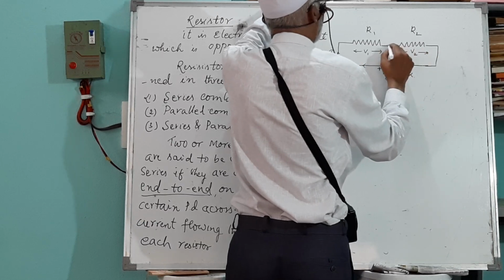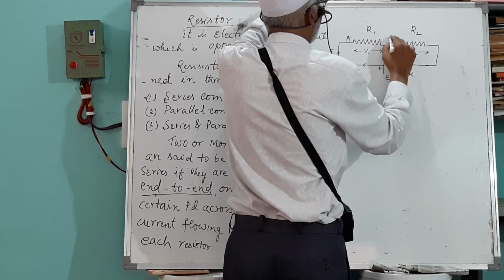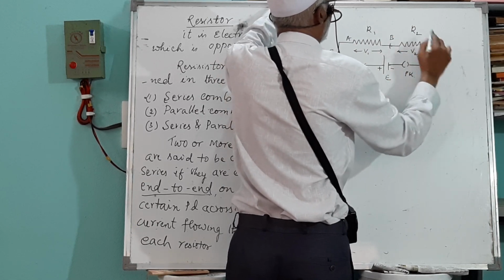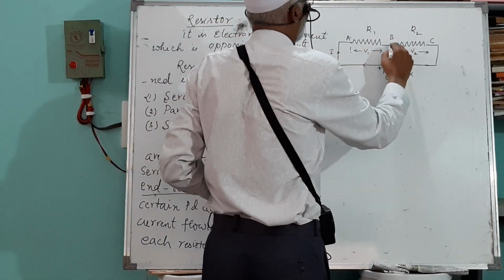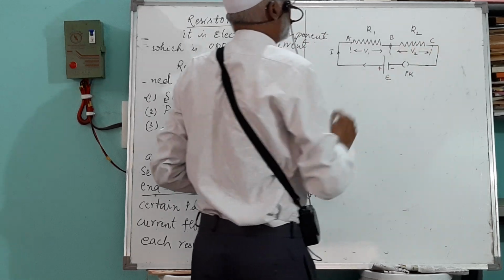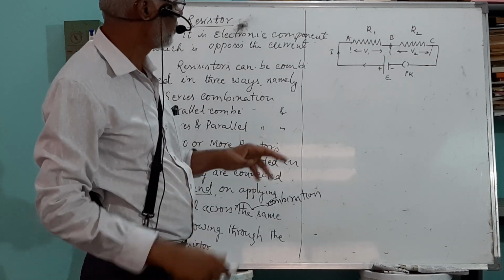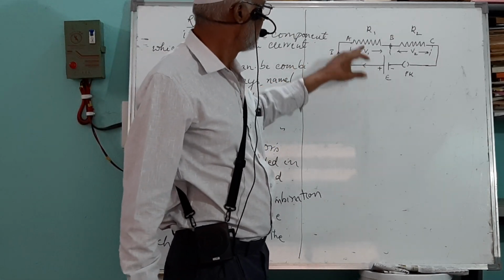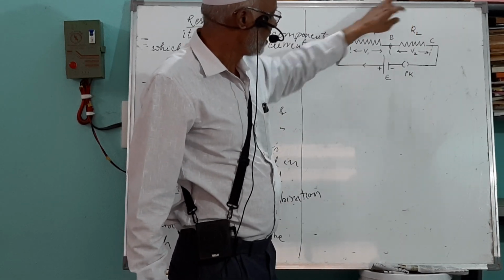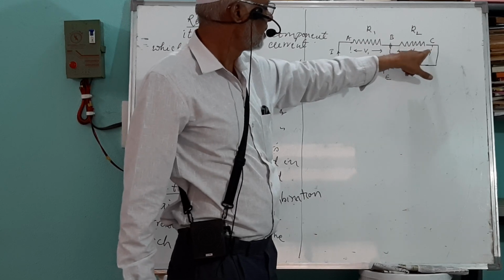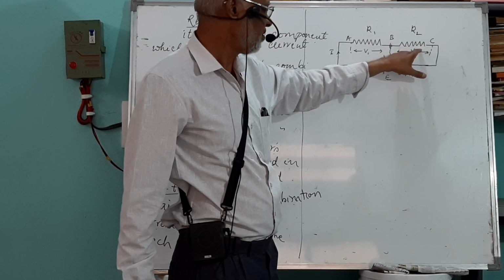You can call this point A, this is B, this is C. Now this is the complete circuit diagram of the series combination of resistors. As you see, we consider two resistors R1 and R2. They are arranged in series because they are connected end to end. That's why we call it a series combination of resistors.